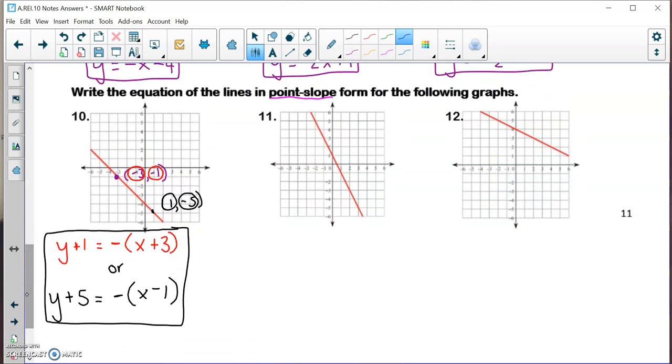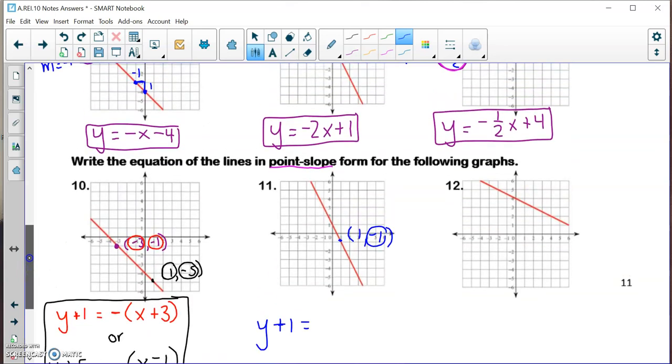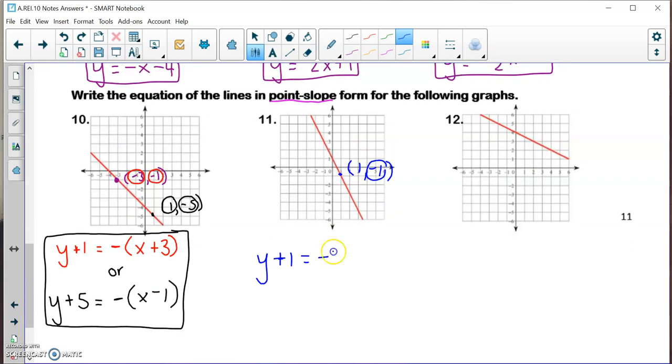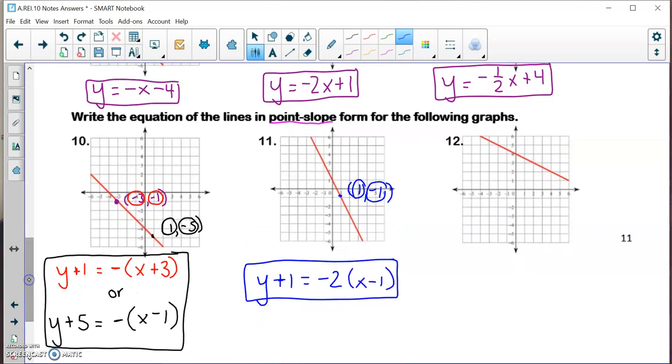All right, so I'm just going to give you an example for number 11. Maybe you want to go with this point here, which is the point 1, -1. So your equation would look like this. Y minus the y value of that point, y minus a -1 is really a +1, is equal to your slope, which we found up here to be -2, times x minus x1, the x value of this point. Again, your equation could have been different depending on the point that you chose on your graph.